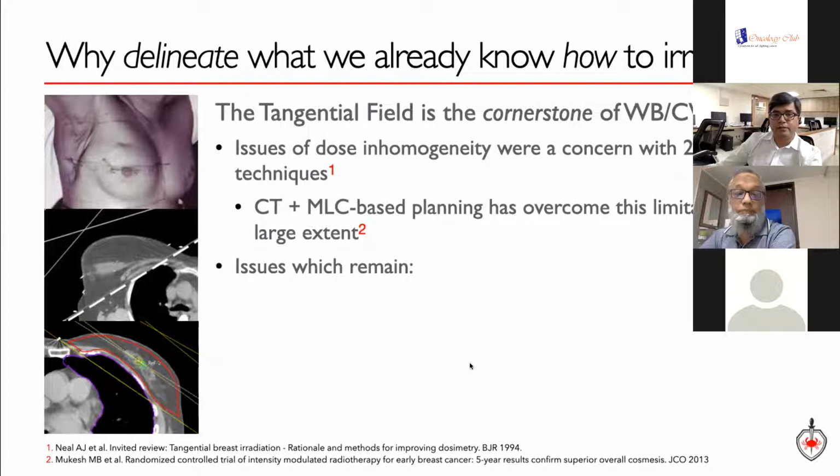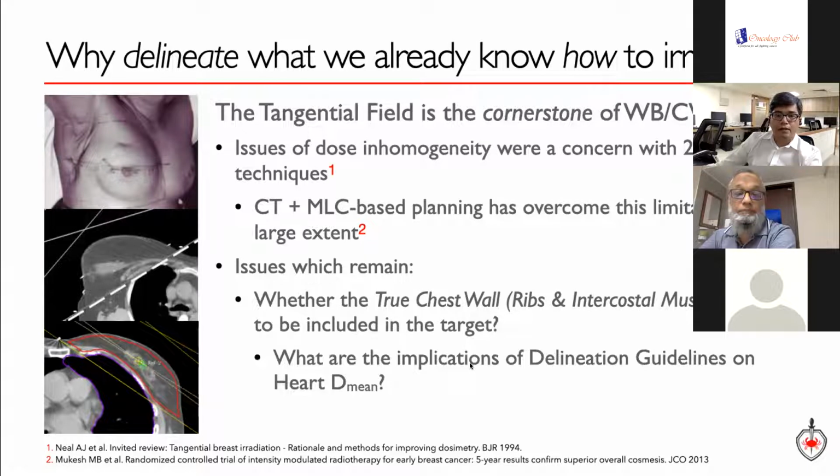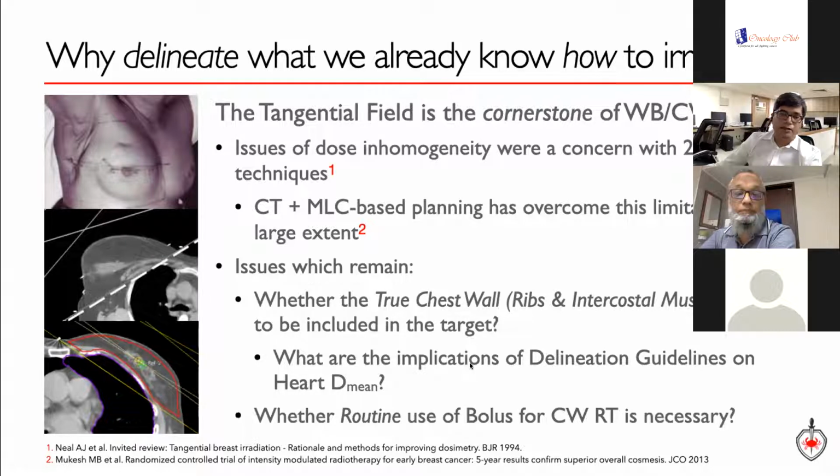But there are still some issues here. And the issues which remain are whether the true chest wall, and by true chest wall I mean the ribs and intercostal muscles, needs to be included in the target. And what are the implications of including them on the heart mean dose, which is a prime concern. And finally, this may seem like an odd question, for post-mastectomy radiotherapy, everybody uses a bolus, but should we actually routinely use a bolus? These are some questions that we will go through.